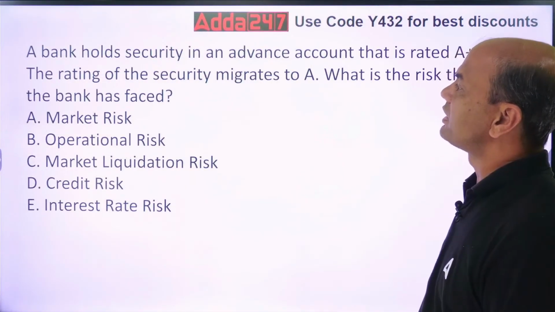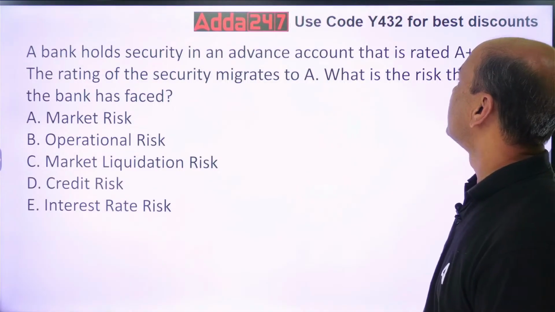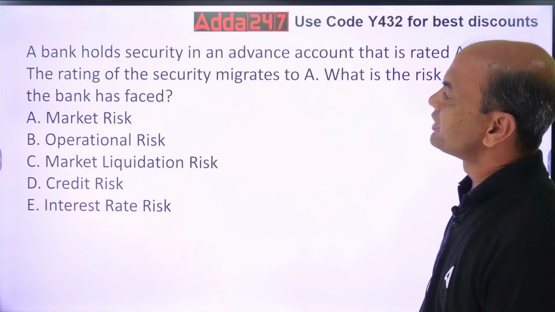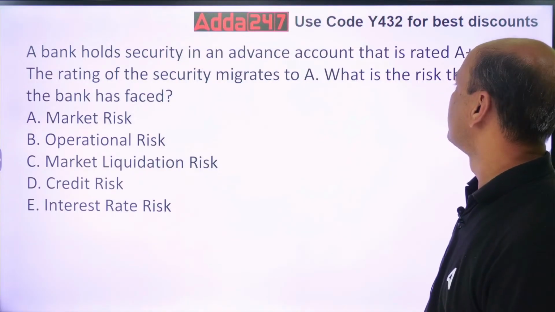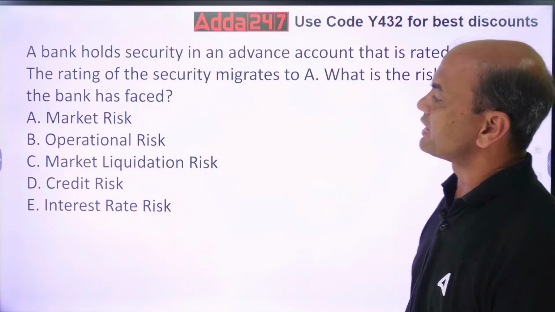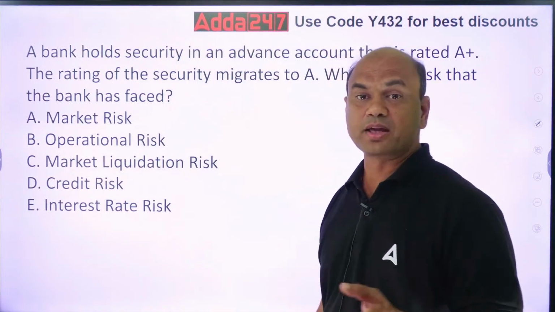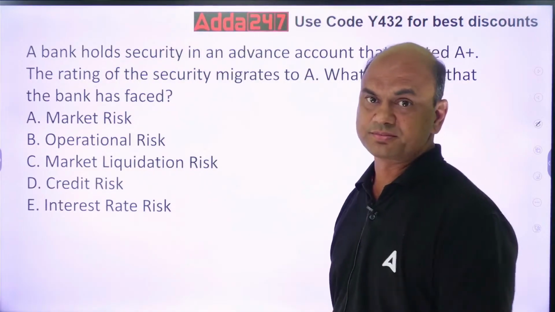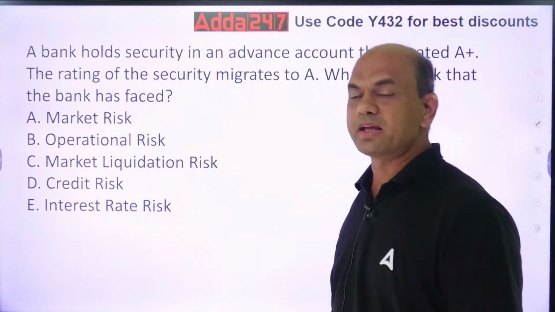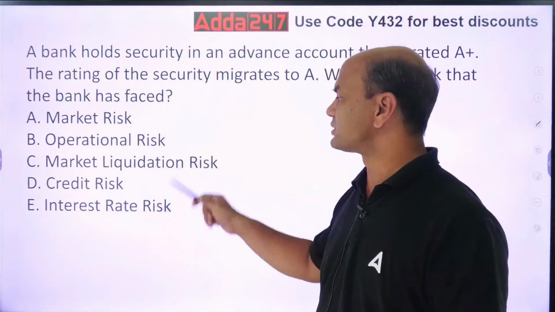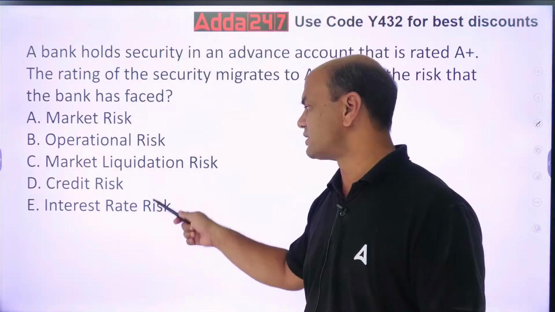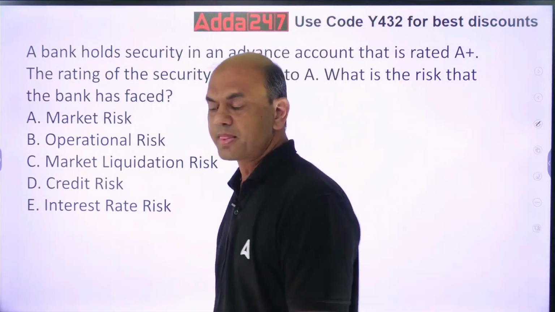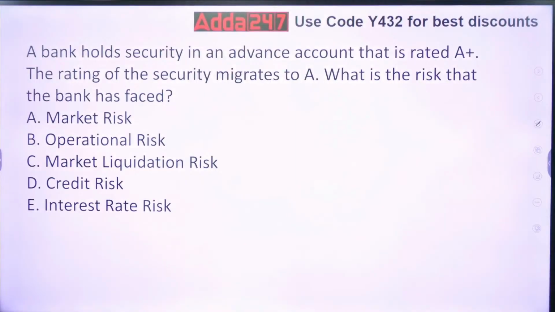A bank holds security in an advance account that is rated A plus. The rating of the security migrates to A. What is the risk that the bank has faced? Market risk, operational risk, market liquidation risk, credit risk, or interest rate risk? The rating has migrated from A plus to A. If the rating of the security falls down, what happens?